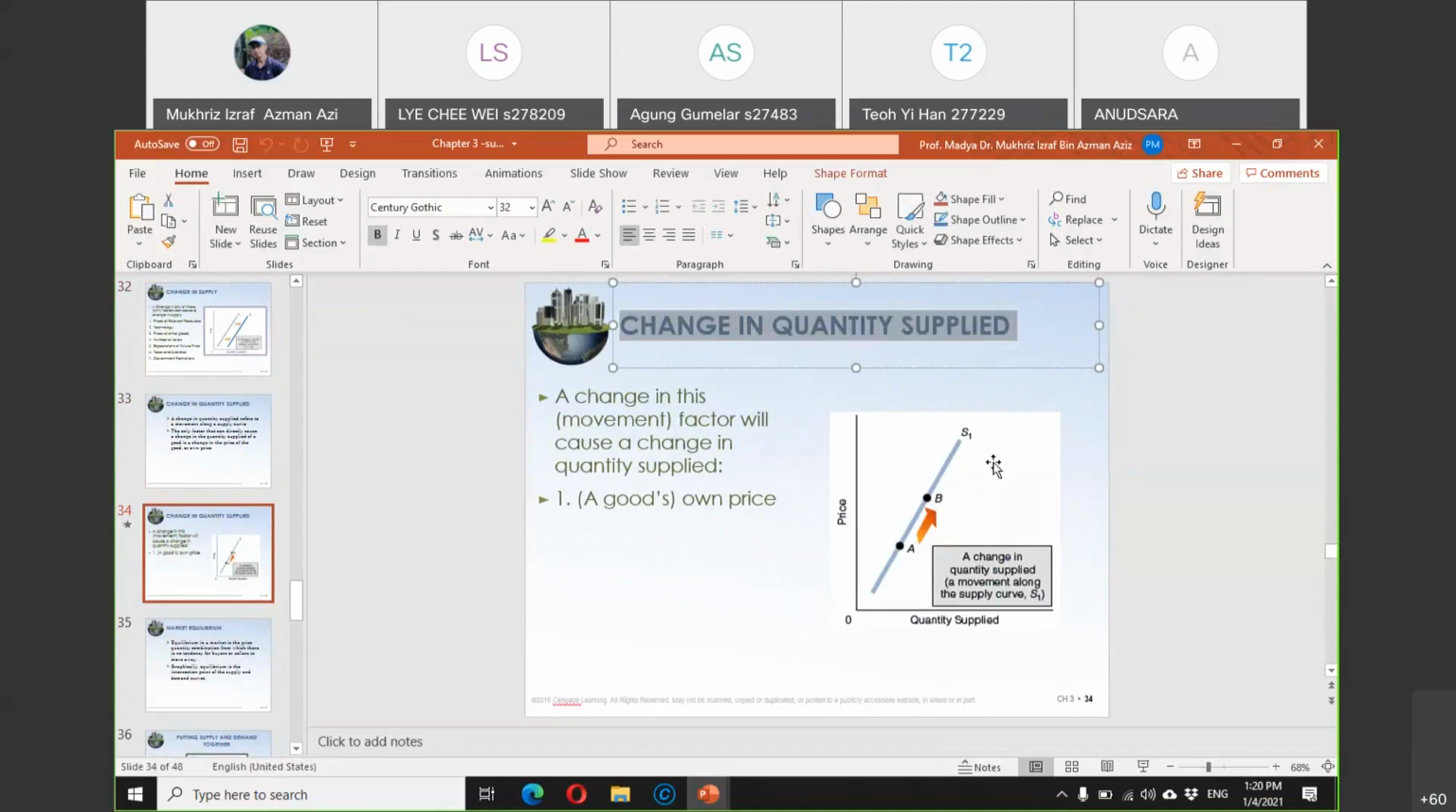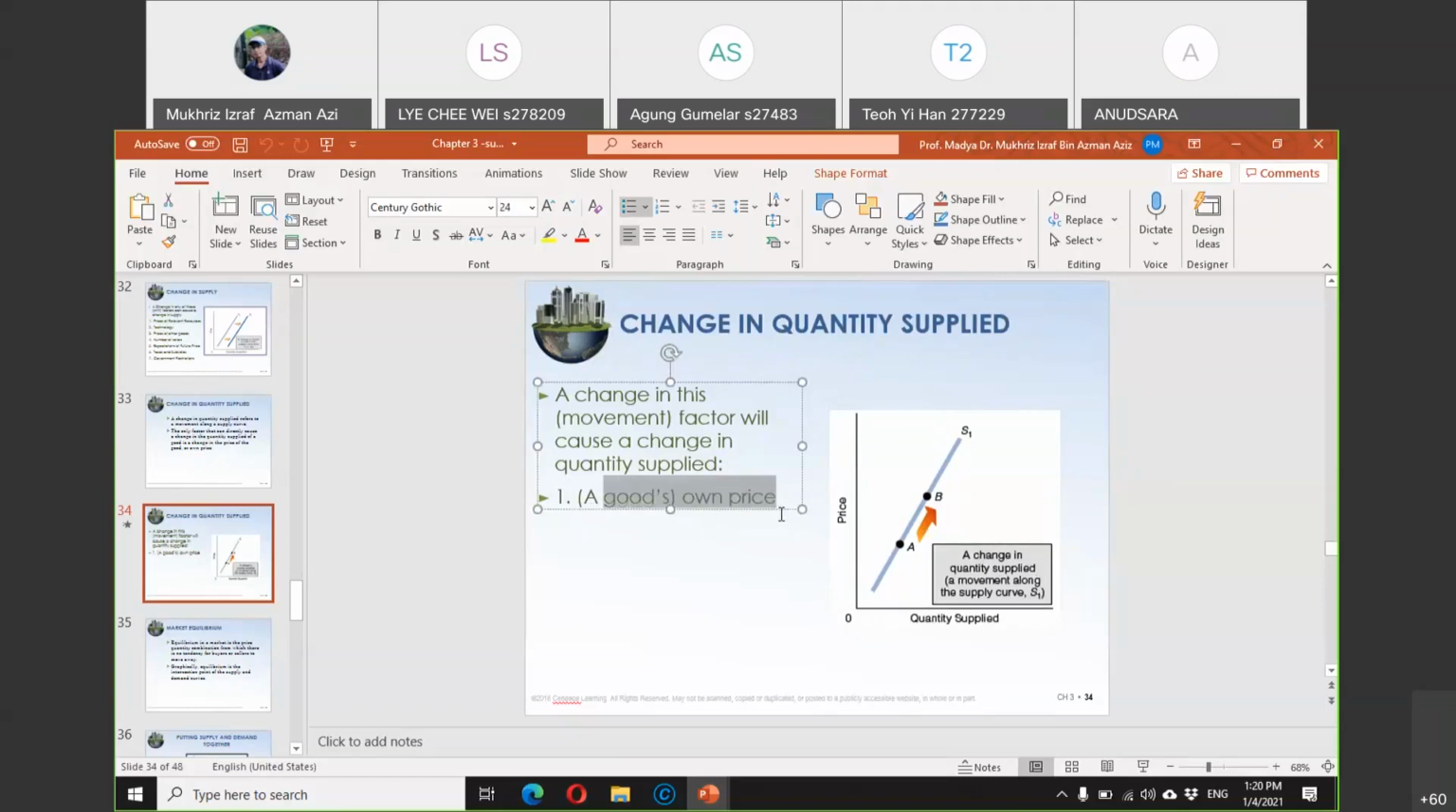If you understand the concept of change in quantity demanded from the demand side, the same principle applies for the supply. The word quantity supplied refers to movement along the curve, meaning you're only looking at the price of the good itself. The higher the price, the more quantity supplied. So it will be the good's own price, not the price of other goods.